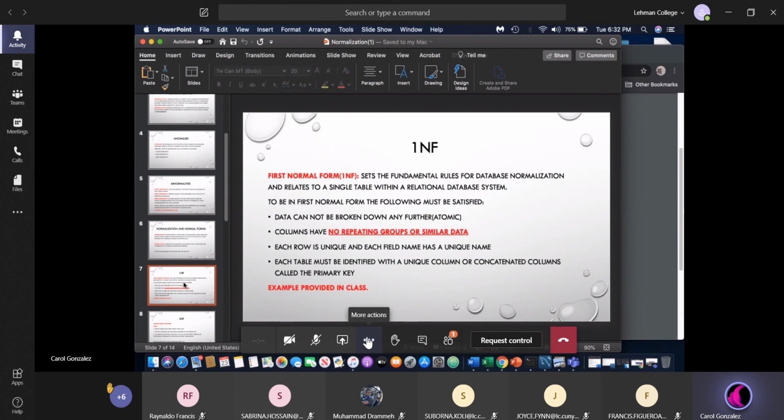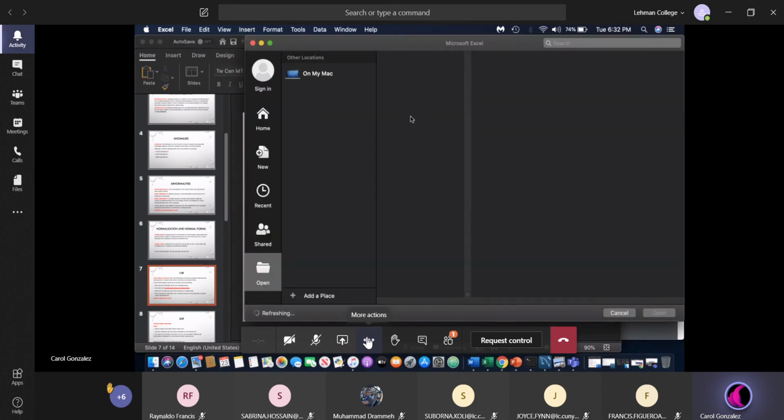When you start looking at first normal form, you have to understand the rules of normal forms. So what are the rules for first normal form? Data cannot be broken down any further. It's called atomic. You can't have repeating groups, as you saw from the Excel spreadsheet before. Each row is unique, has a unique name. You cannot have a table with the same name twice. And of course, you have to identify what you think is going to be the primary key. Doesn't mean you have to put it down, but you have to at least identify it.